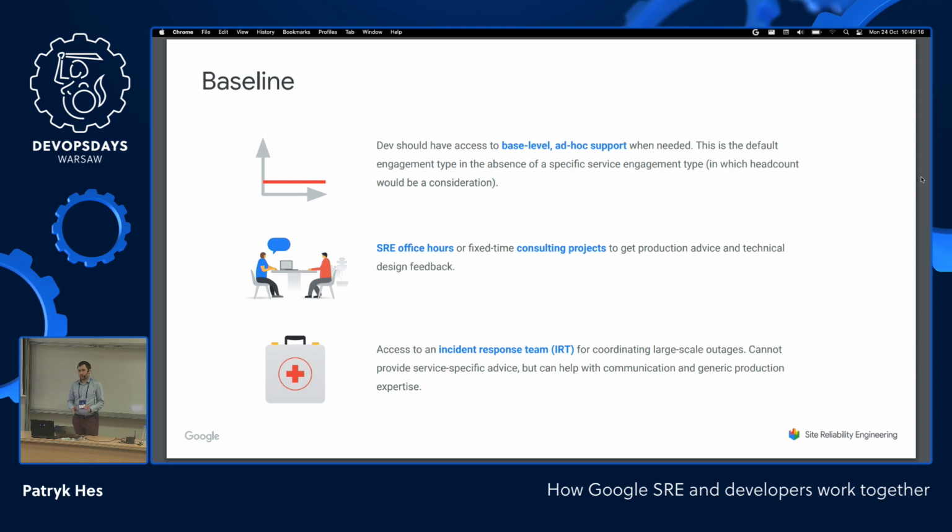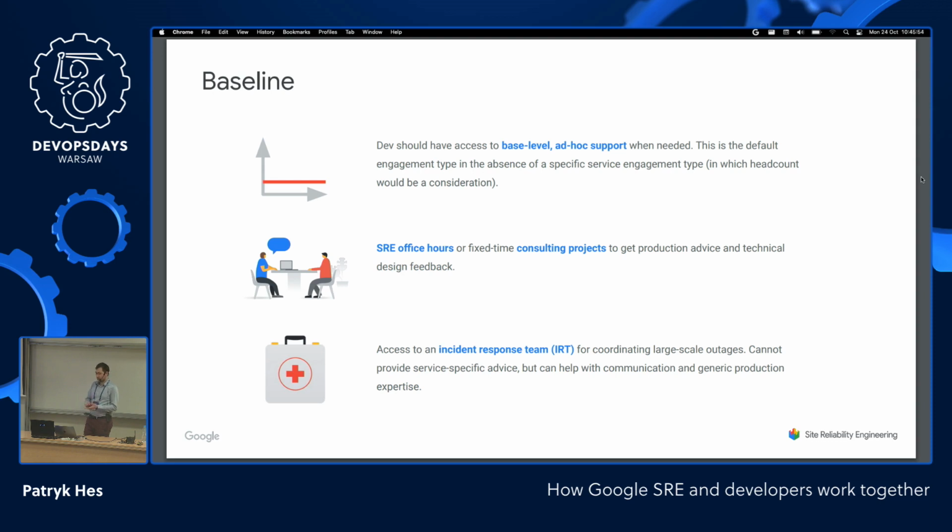Baseline support works really well when there is an SRE team that takes care of very basic, very widely used services. They do not partner with any specific dev team. They serve possibly hundreds of dev teams. This kind of approach is when SREs are hosting office hours for these teams that need some guidance, some consulting. It can also be in the form of repeated but time-constrained consulting projects.